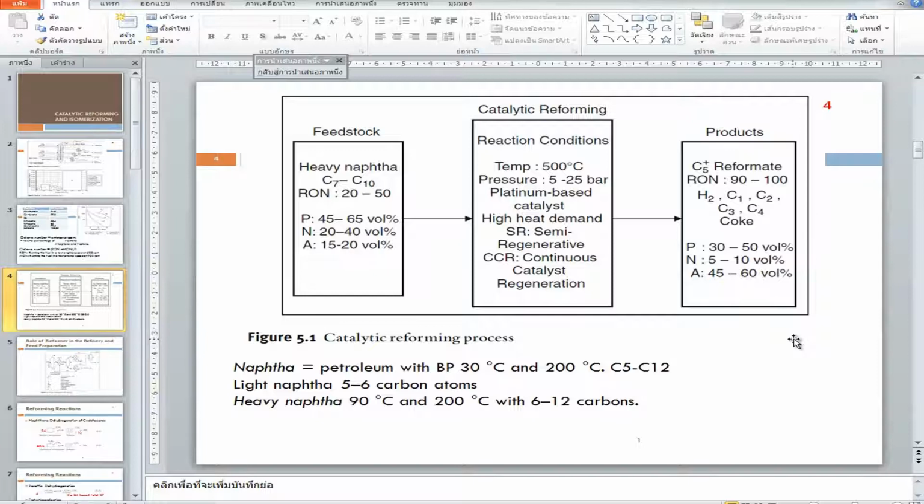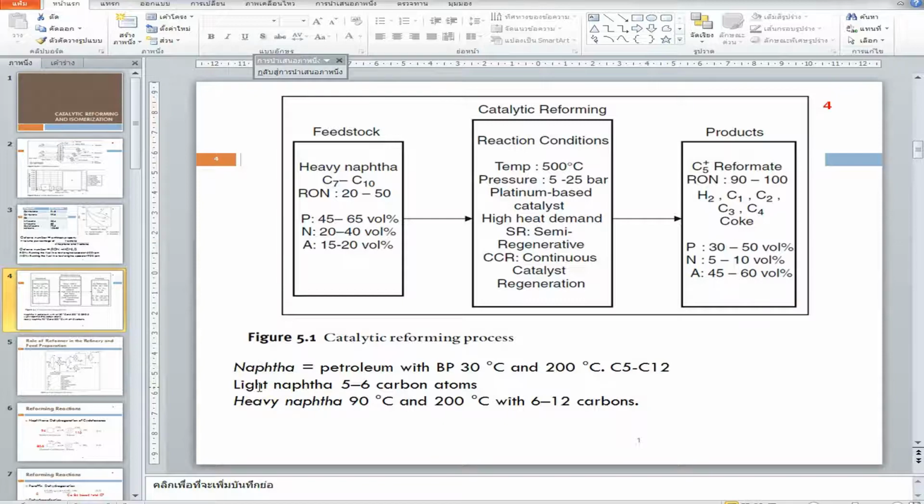Okay. Now let's go to the first reaction of the octane quality improvement, which is catalytic reforming. Before talking about the reaction, let's understand a bit about the naphtha term. Naphtha is defined as petroleum with a boiling point between 30 degrees Celsius up to 200 degrees Celsius. So a mixture of C5 to C12 can be contained in the mixture.